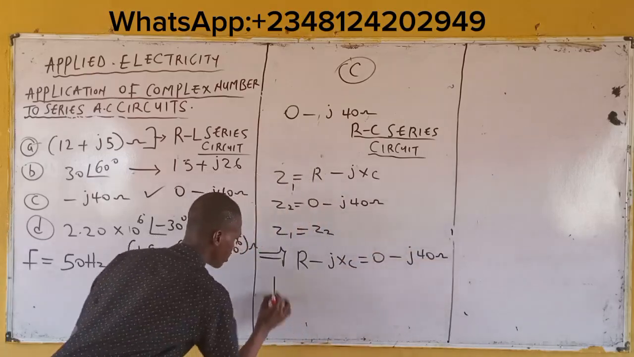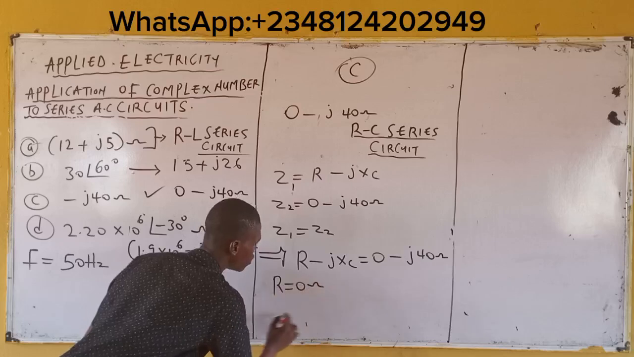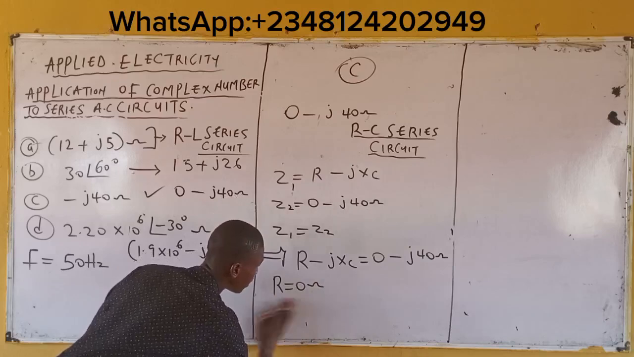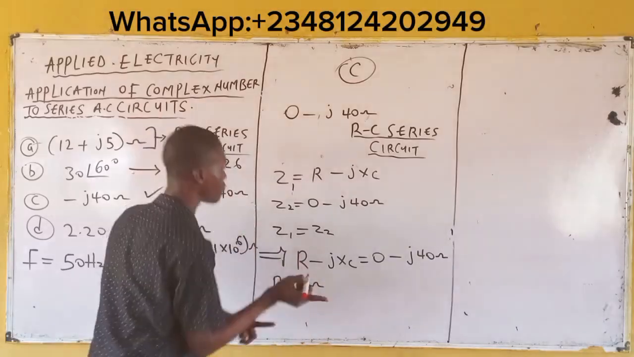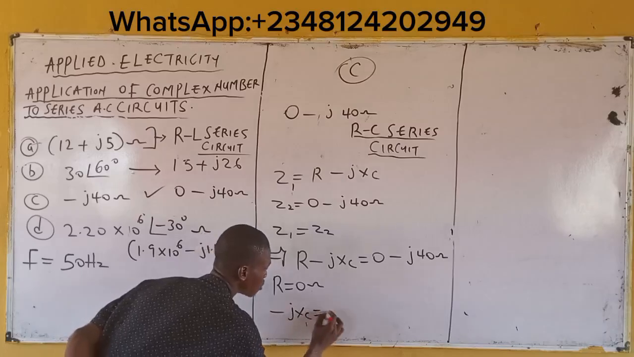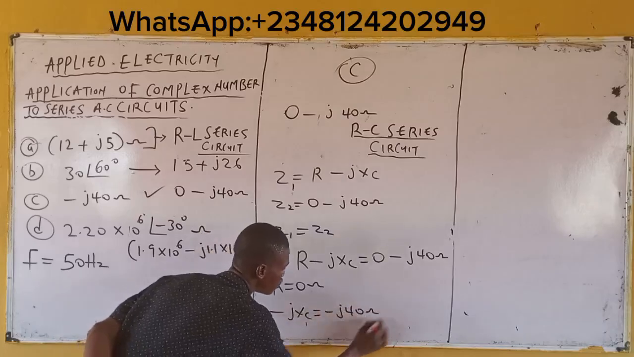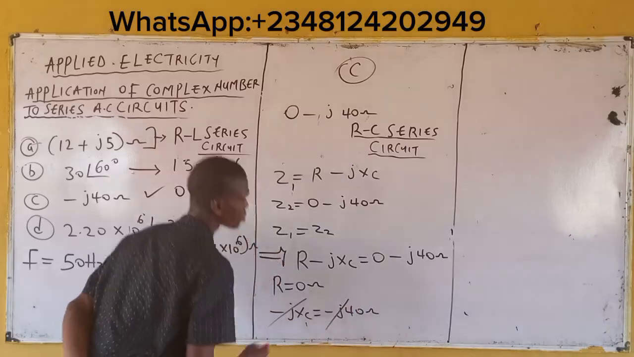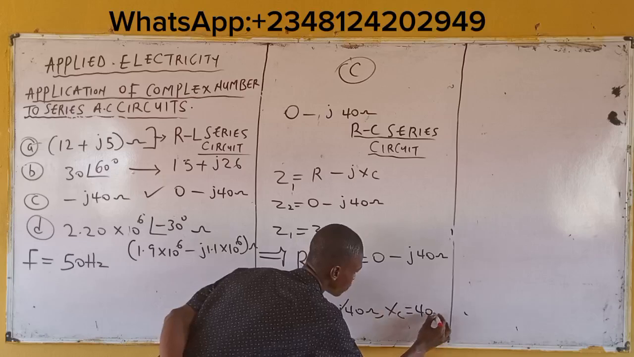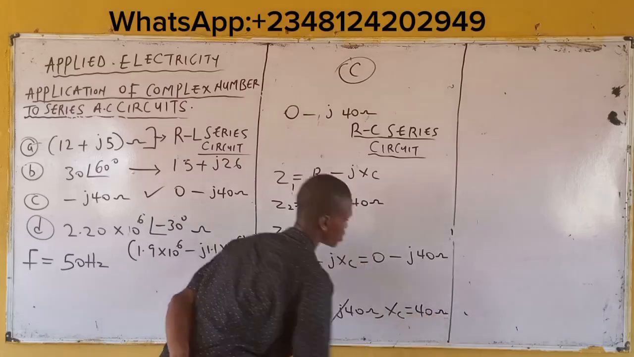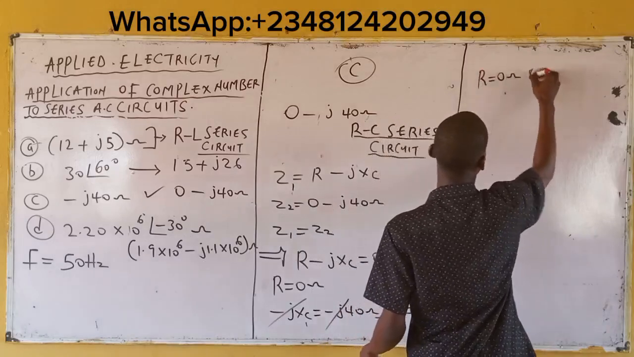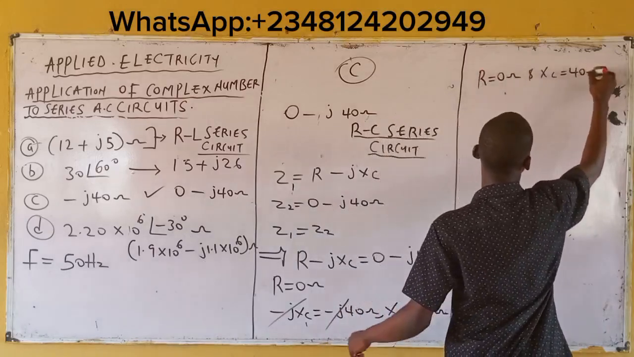What's the value of R? 0 ohms. What's the value of XC? Is it minus 40 or 40? 40. Minus jXC is equal to minus j40 ohms, the negative j cancels out, meaning XC is equal to 40 ohms. Now you've gotten R to be 0 ohms and XC to be 40 ohms.